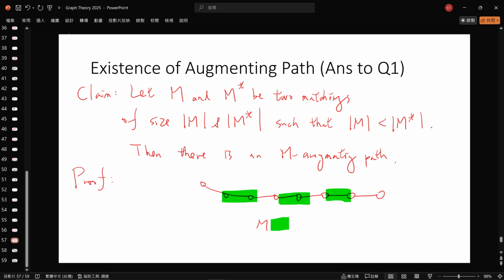We can show that it is one component which is an alternating path. Moreover, this alternating path has more edges from M star than M. So this alternating path must be an M augmenting path.